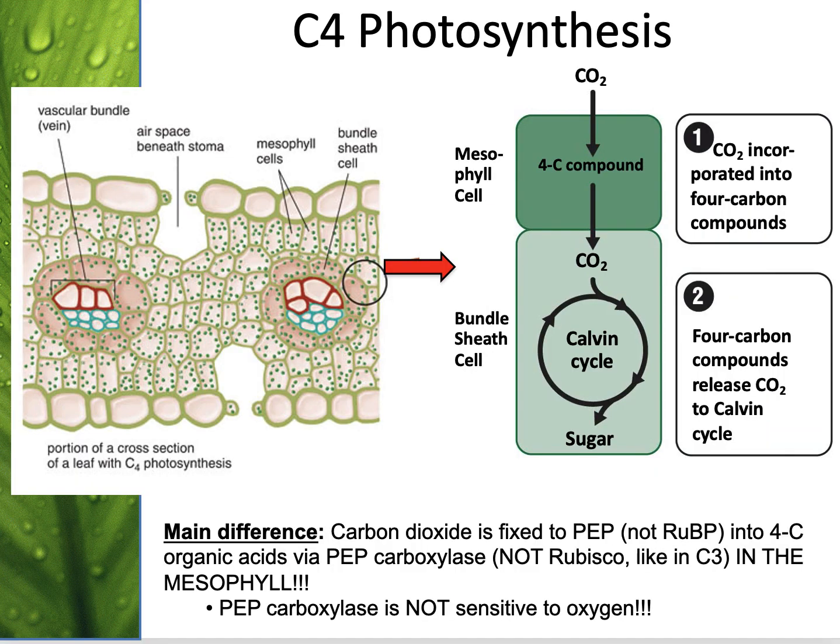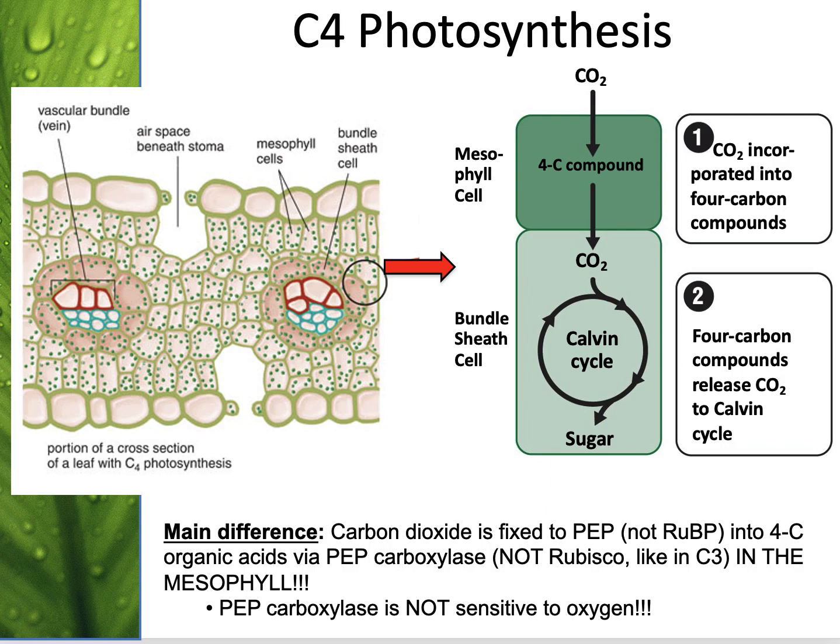So this diagram shows us how C4 photosynthesis works. First up, the main difference of C4 from C3 is that during C4, carbon dioxide is fixed to PEP, not RuBP, into 4-carbon organic acids by PEP carboxylase, which is a special enzyme that is different from Rubisco, which is what we see in the C3 photosynthetic pathway.